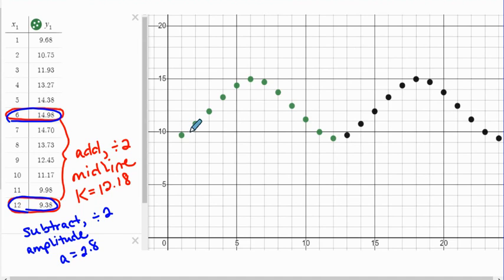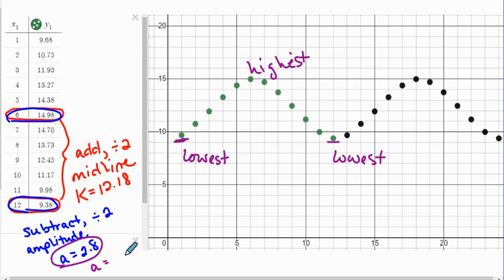Okay, since this thing starts at the lowest, right, we're going to start at the lowest and then get to the highest and then get back to the lowest. That's actually a reflected cosine wave, right? Instead of starting high, low, high, we're starting low, high, low. Okay, so I know that I need to make A equal to a negative 2.8 in order to reflect my cosine wave upside down.